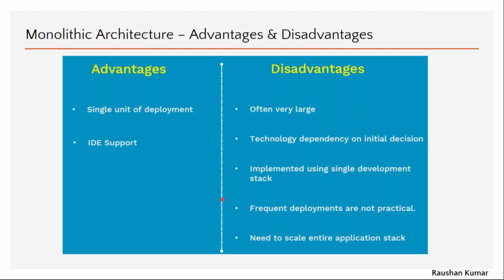Implemented using a single development stack, as I was mentioning, right? Once you have selected a development stack, you have to continue ramping up your other modules using the same development stack. Frequent deployments are not practical. Yes, obviously, right? We work in agile, and most of us are working in agile, and you must have noticed that only quarterly releases happen, right? For small bug fixes, we wait for a major quarterly release, and then we deploy everything all at once with that quarterly sprint, and then users get the code in production, right? Because it's such a huge monolith application, with so much code, it's not likely that we can have frequent deployments.